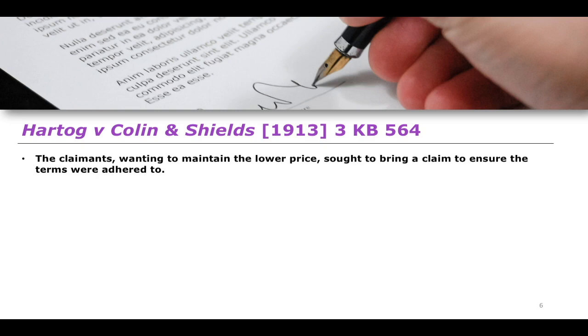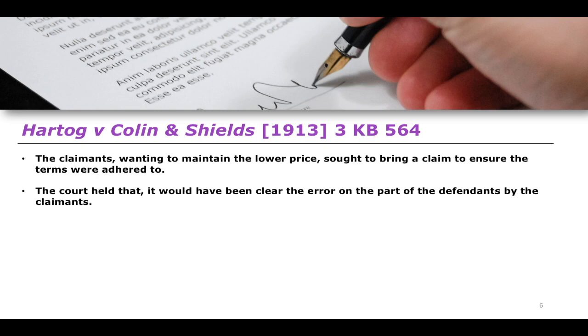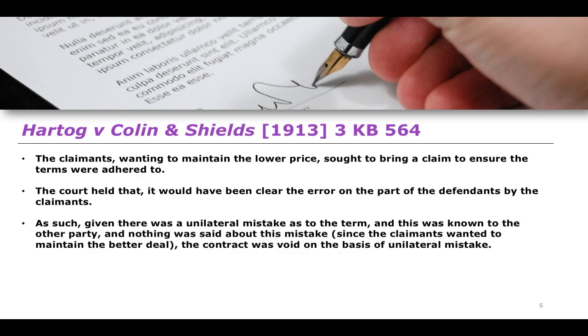The court held that there would have been a clear error on the part of the defendants, which would have been clear to the claimants, and so as a result of this, given that there was a unilateral mistake as to the term, and that this was known to the other party, and that nothing was said about this mistake, the contract was made void on the basis of unilateral mistake.